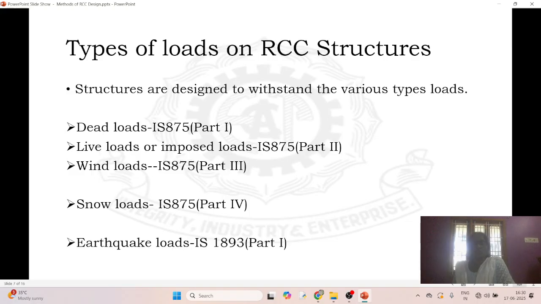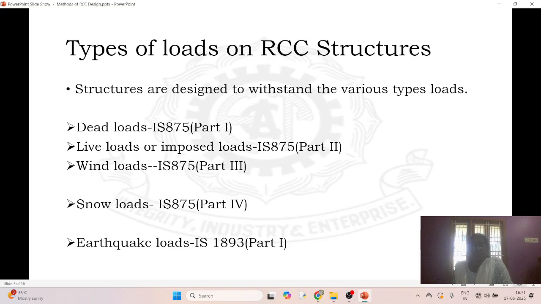Next one is snow load. The snow load is considered for buildings which are located in regions where snowfall is very common. So in these situations, the structures are to be designed for snow loads.